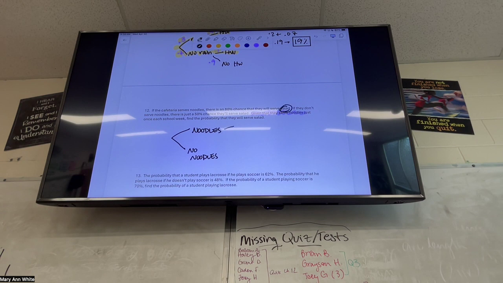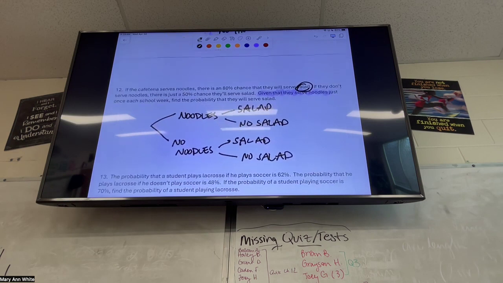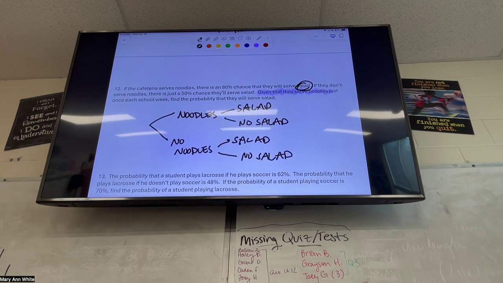So if we have noodles, we could have salad, but if we have noodles, we could also have no salad. Same thing, if we don't have noodles, we could definitely have a salad, but we also could not have a salad. We have to set it up with words so that now I can put my numbers in for it to all make sense.